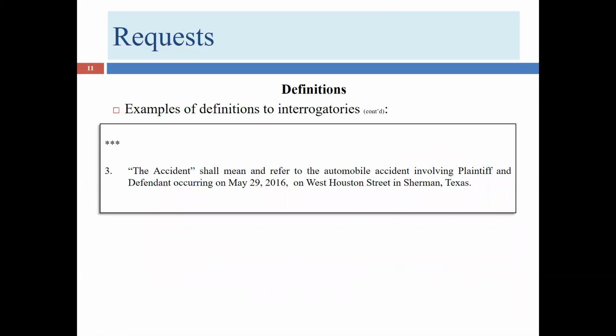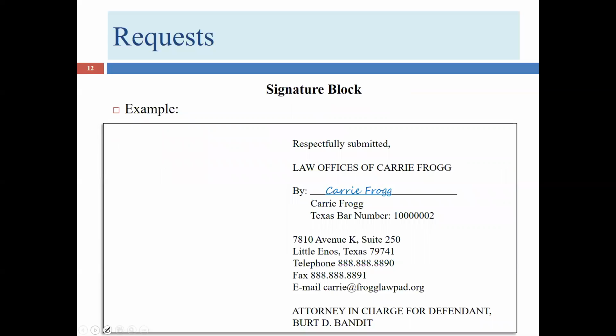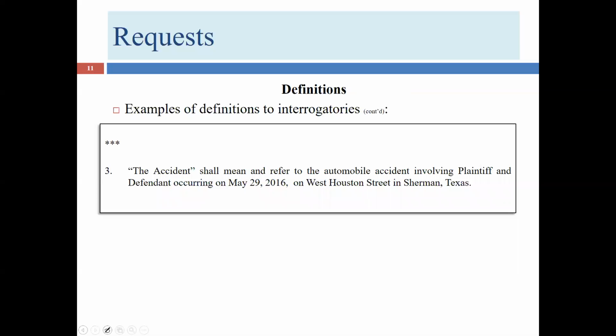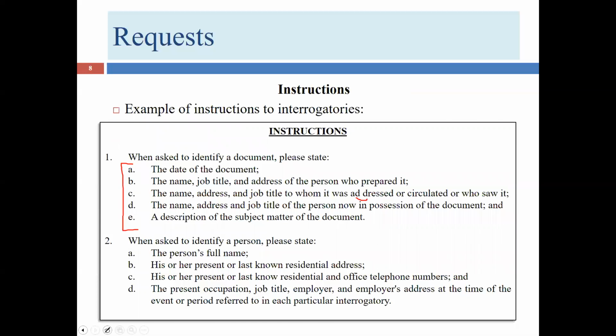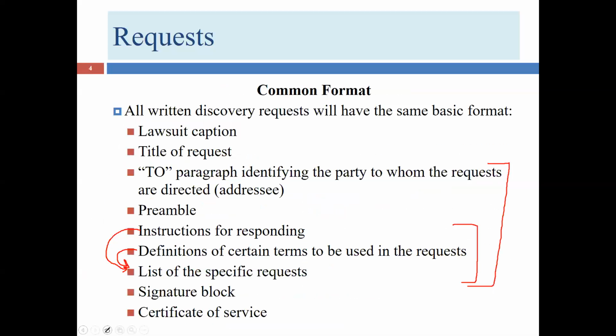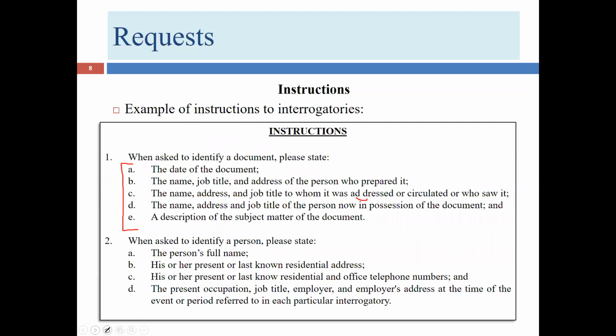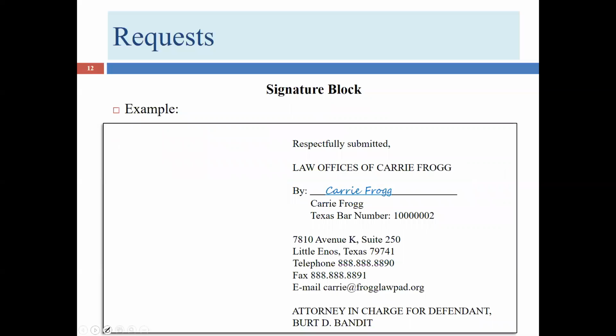And here's another example. The accident shall mean and refer to the automobile accident involving plaintiff and defendant occurring on this date on West Houston Street in Sherman, Texas. Okay. And so we actually don't have the actual interrogatories here, but obviously at this point we would go to the actual interrogatories and list those questions. Let's go to the subscription.